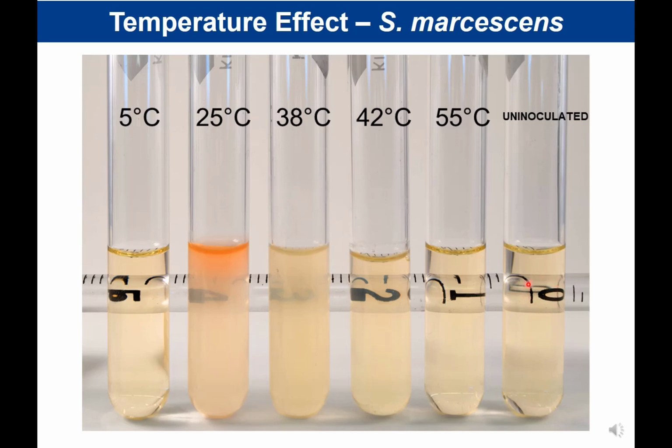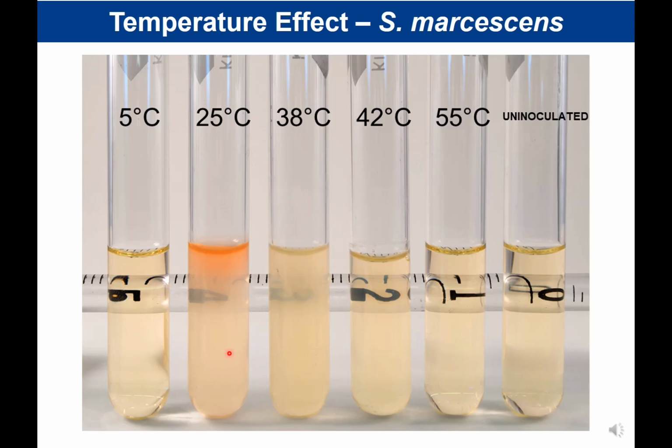You can see the number quite clearly. We can still see the number well at 55. 42, we have some turbidity. 38 and 25, we have a high degree of turbidity. Notice that for both of these temperatures, 25 and 38, you can see that the organism grew quite well. If I look at 5, notice that the organism did not grow. The turbidity is not present.